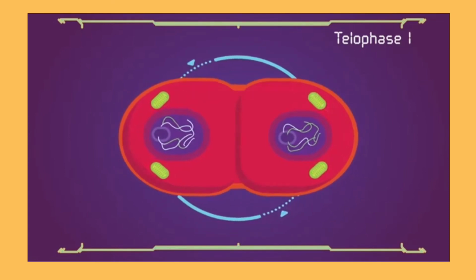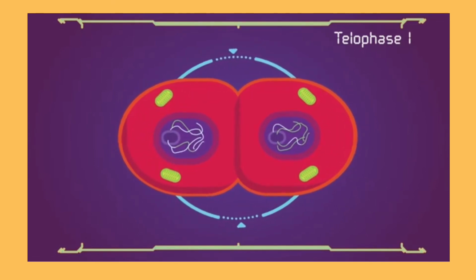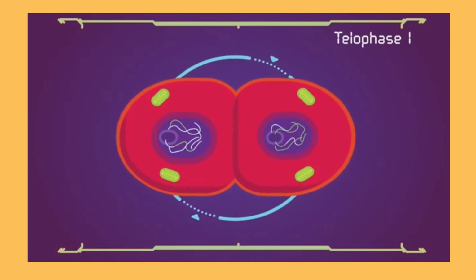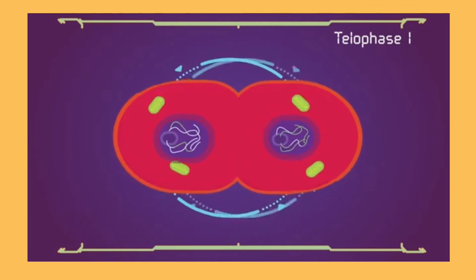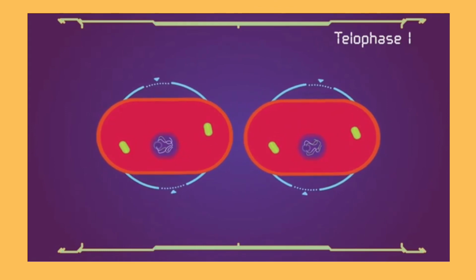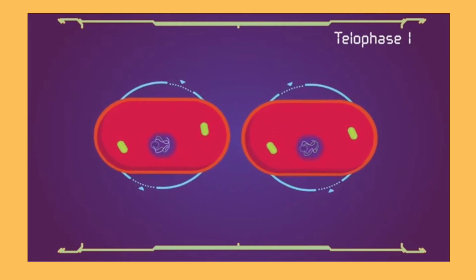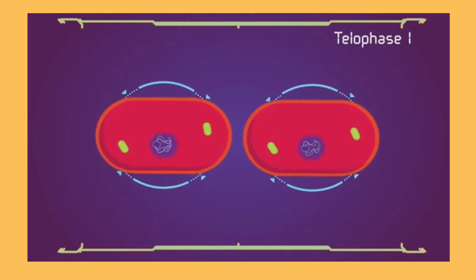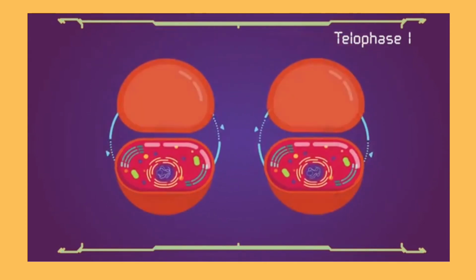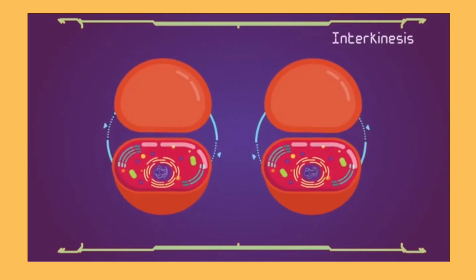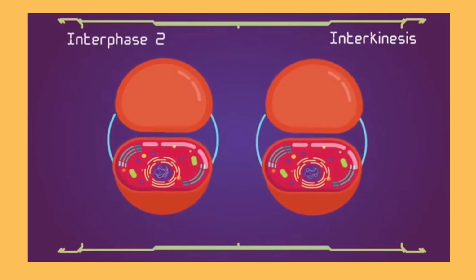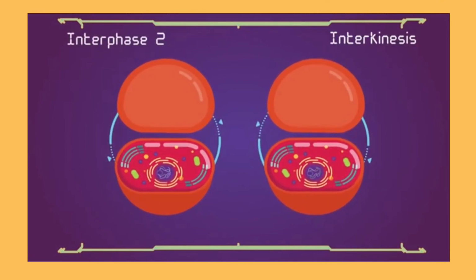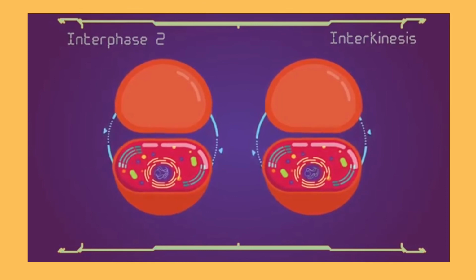Cytokinesis, the pinching of the cell membrane in animal cells or the formation of the cell wall in plant cells, occurs, completing the creation of two daughter cells. Sister chromatids remain attached during telophase 1. Cells may enter a period of rest known as interkinesis or interphase 2. No DNA replication occurs during this stage.